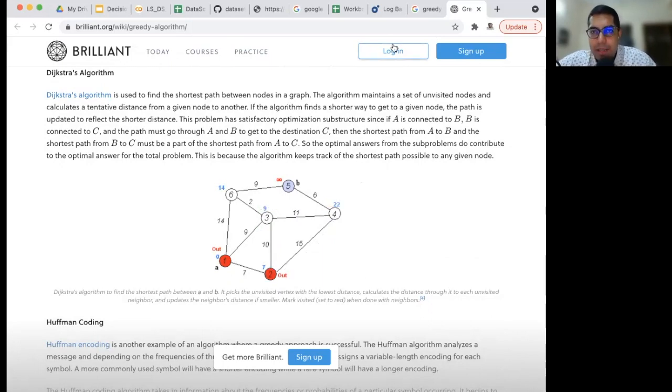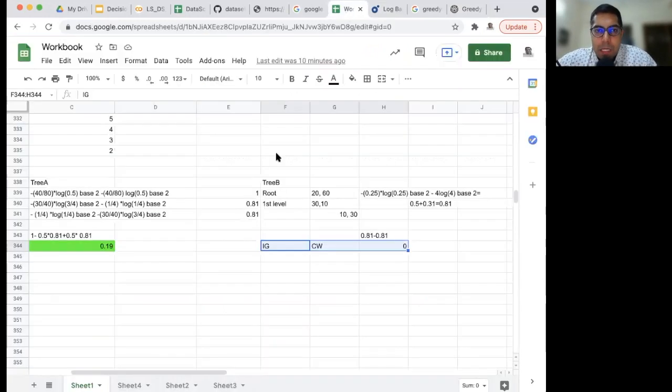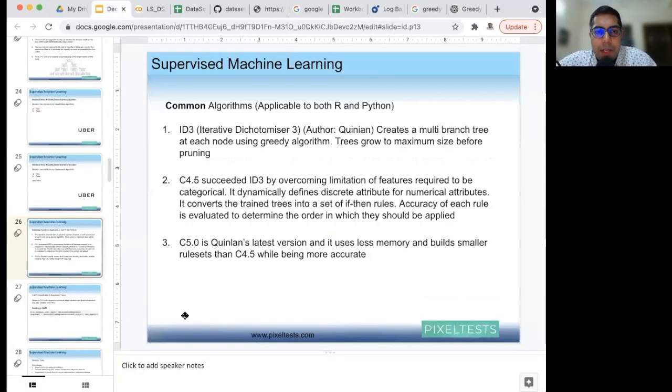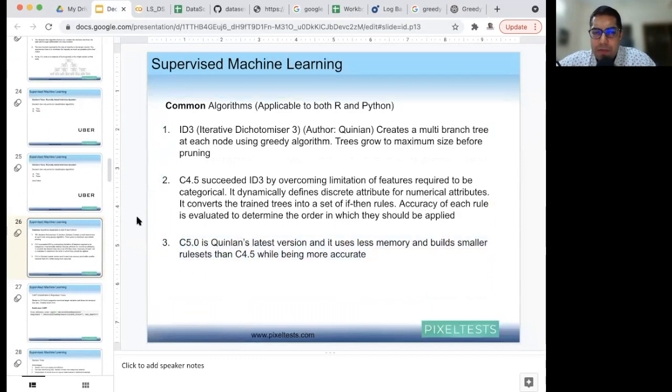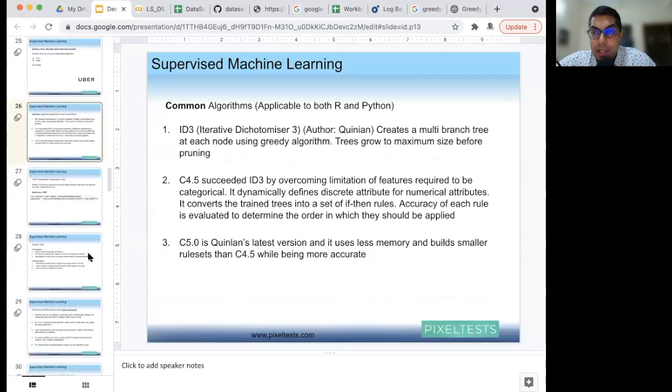Need not be a tree. Okay. So coming back to where are we? C 5.0 was the last I checked, the best version, or the latest version, of the decision tree algorithm. It works best. And somehow he's optimized it a lot more.